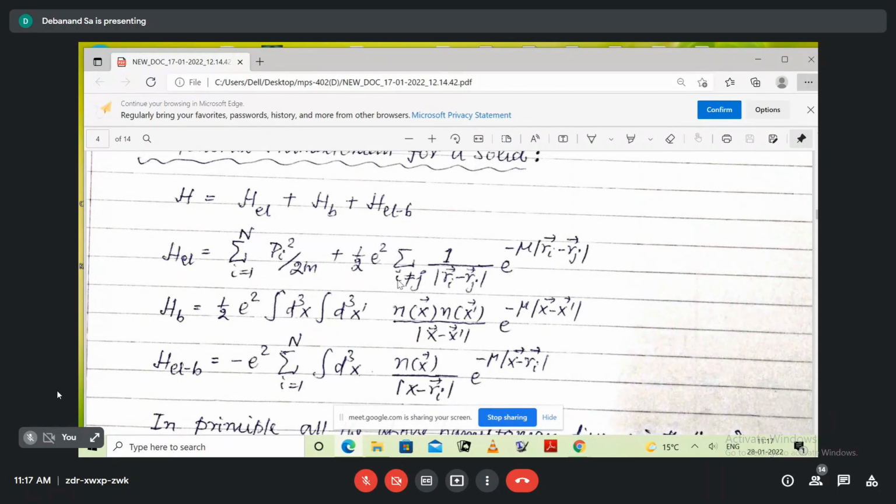So let's say, suppose you fix i equal to 1. Then j can be 2, 3, 4, 5, up to N. So electron 1 will have a Coulomb potential with 2, with 3, with 4, with 5, 6, up to N electrons. Now then i equal to 2. Electron 2 will have a Coulomb potential with 1. It will have the Coulomb potential with 3, 4, 5. So it will go on.